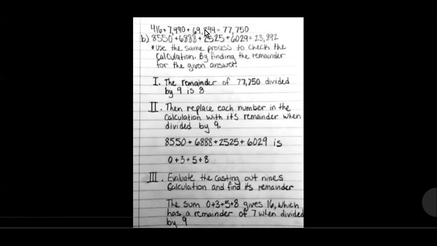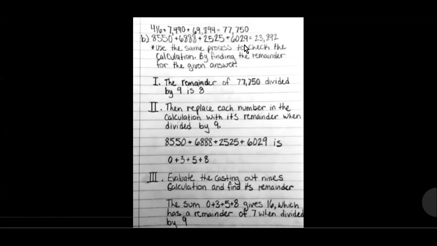So now, as you can see, the correct answer would be 416 plus 7,490 plus 69,844 equals 77,750. That is the correct answer. Before, we had 112,790. That was way above. So that is how you do that.